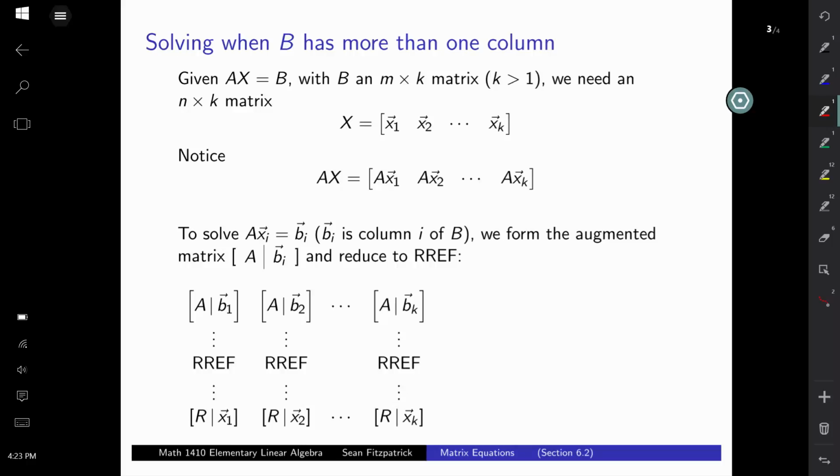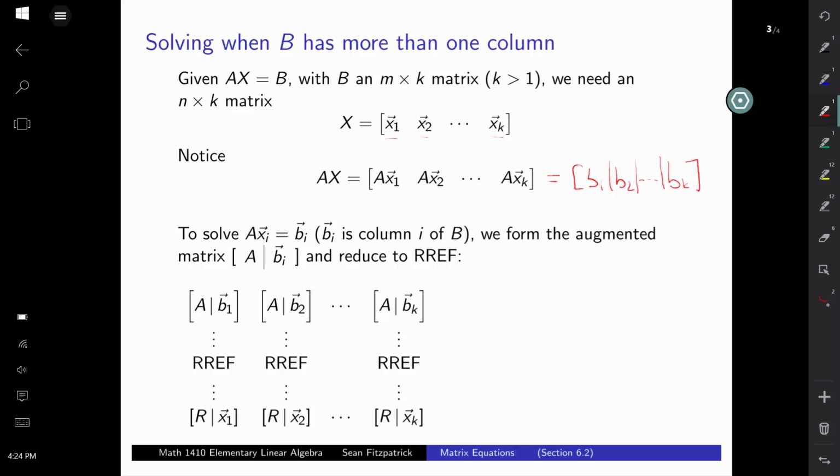The first thing to notice is that once we've taken our matrix X and chopped it up into its columns, x1, x2, down to xk, then because of the row times column procedure in matrix multiplication, the first column of A times X is A times the first column of X, the second column is A times the second column, and so on. And we want that to be equal to B, that is, B1, B2, down to Bk.